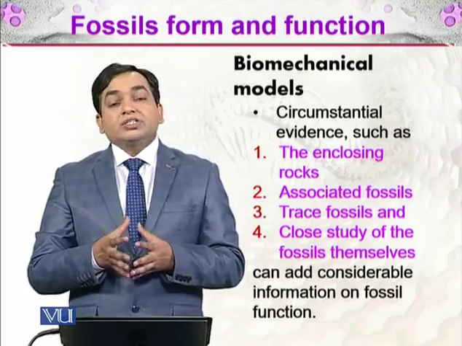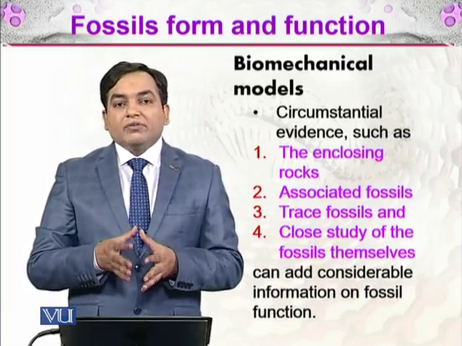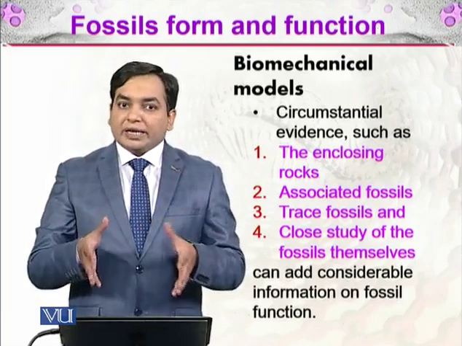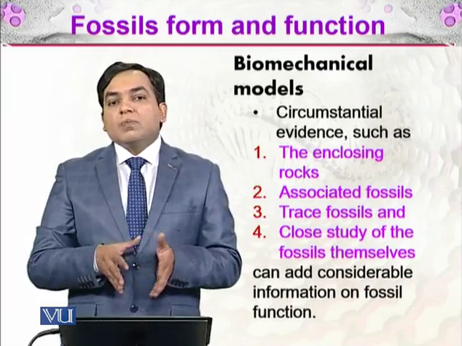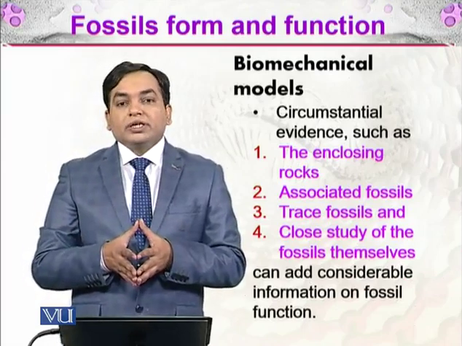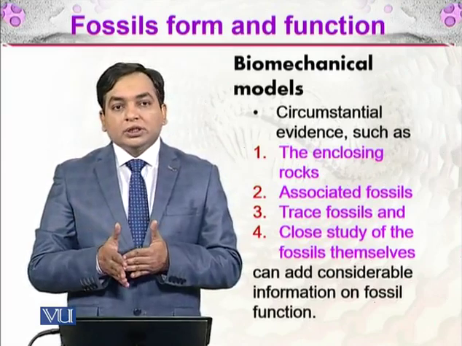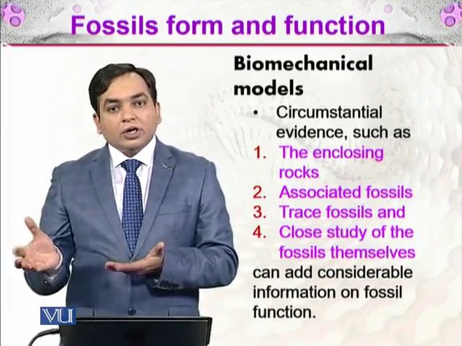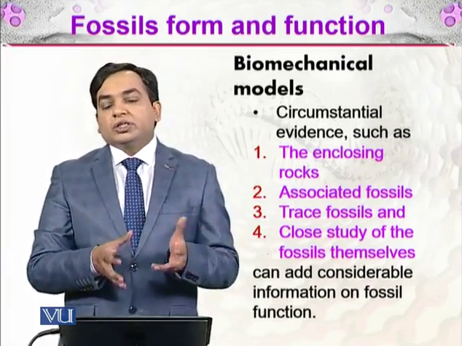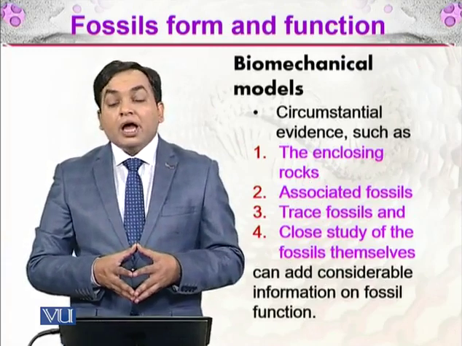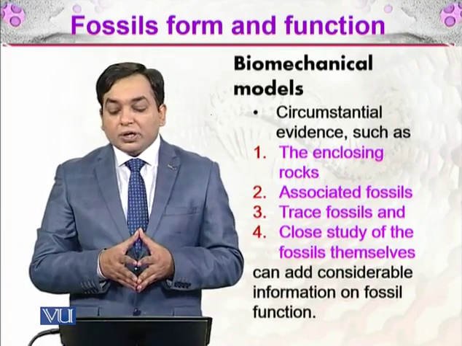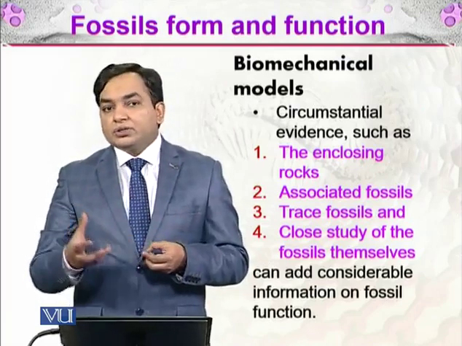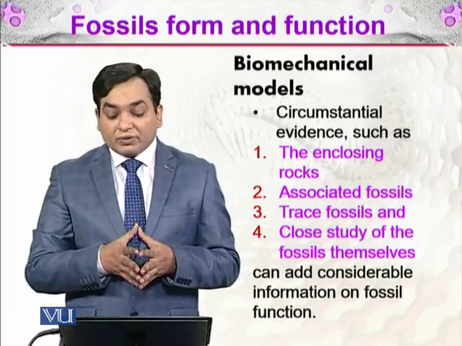So what is the circumstantial evidence first? The circumstantial evidence is the evidence that you find related to the fossil. It is not exactly pertaining to the fossil, but it is somehow along with the fossil. So, for example, the enclosing rocks: the fossil is enclosed in the rocks. Study the rocks, and you will know a lot about the conditions in which the fossil organism was living. And then the other fossils along with it, which are called associated fossils. Trace fossils, for example, some feces or other things of the organism whose fossils you have discovered.